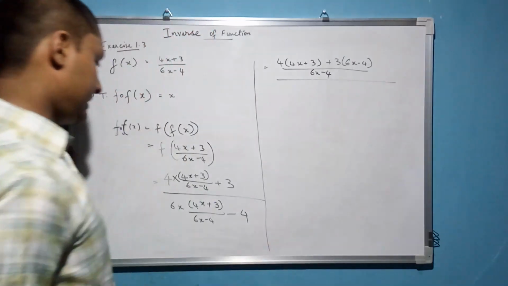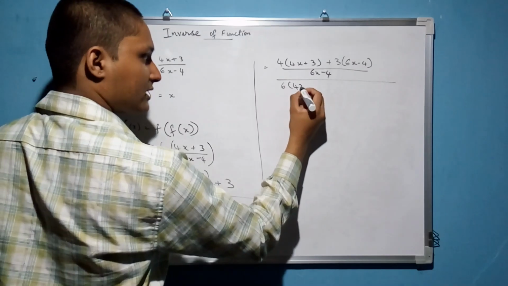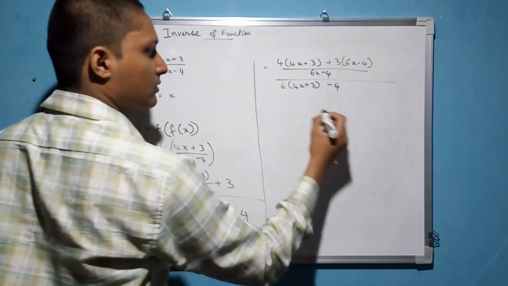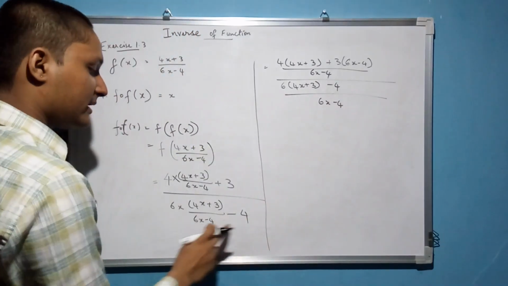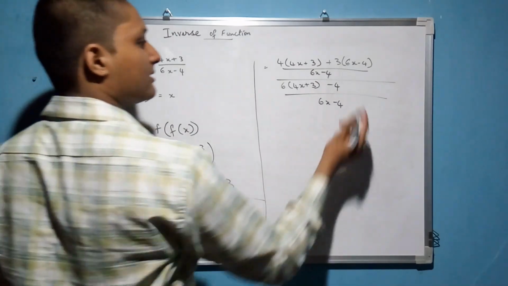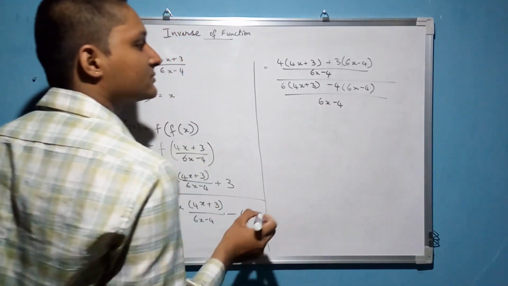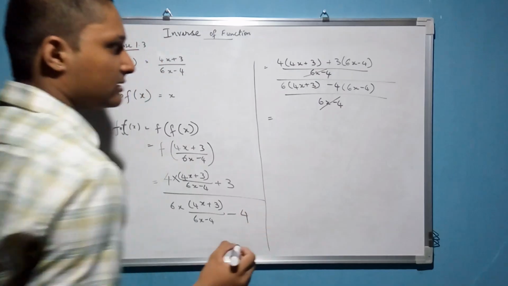Now we'll go to the denominator. This becomes 6 into 4x, 6 into 4x plus 3. Then this is minus 4. So I'm going to take the LCM, that is 6x minus 4. I need to multiply that to the 4 also again here. That comes to be 6x minus 4. So this is common, I can cancel it off. So this comes to be, now we'll expand.